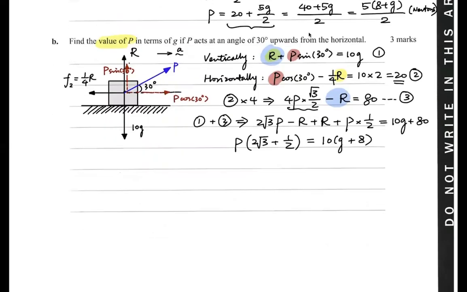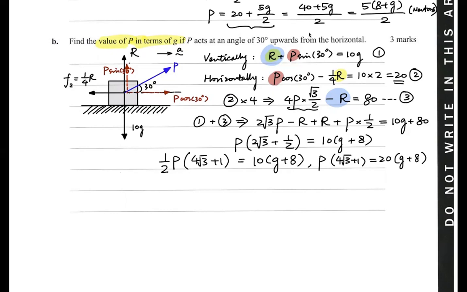Okay, much better. To simplify that expression further, I take out a half here: 4 root 3 plus 1 equals 10 lots of g plus 8. And remember, we leave our answer in terms of g. Now P times 4 root 3 plus 1 equals 20g plus 8. So therefore, my P value will be 20g plus 8 in a bracket divided by 4 root 3 plus 1, okay?